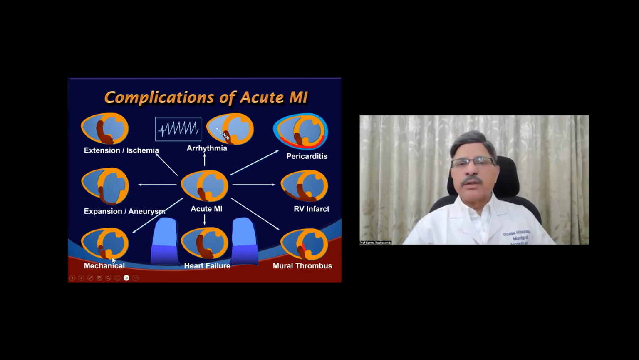What are all the things? Arrhythmia, pericarditis, RV infarct, mural thrombus, heart failure, mechanical rupture, expansion of the aneurysm, extension of the ischemia, and arrhythmia. All these can occur in acute myocardial infarction as complications.